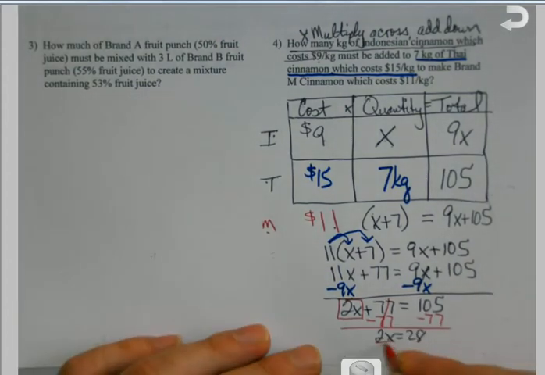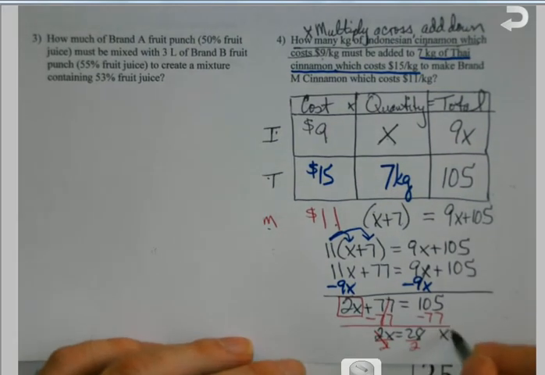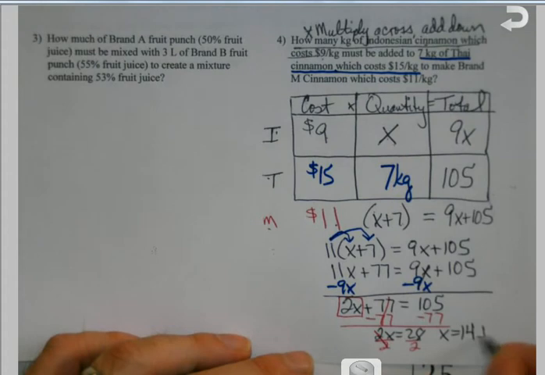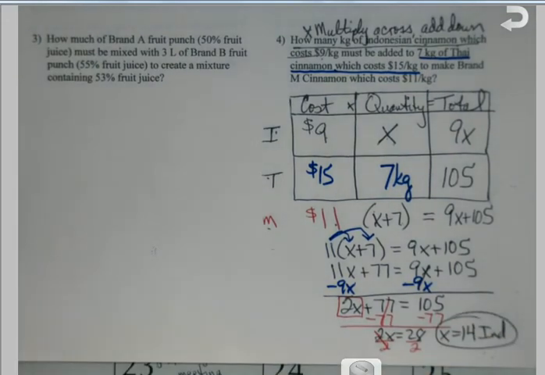And then my last step is just going to be to divide by 2. And it looks like I would buy 14 kilograms of the Indonesian cinnamon to make this work.